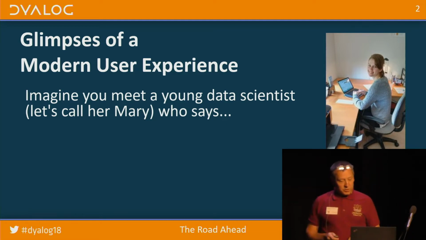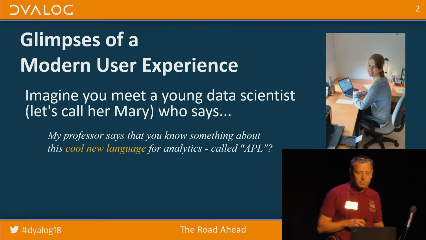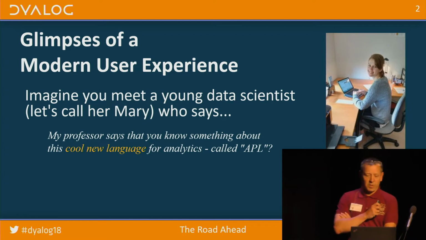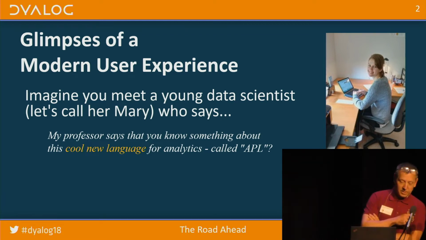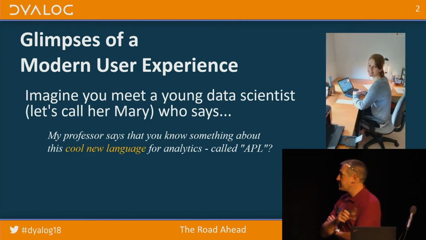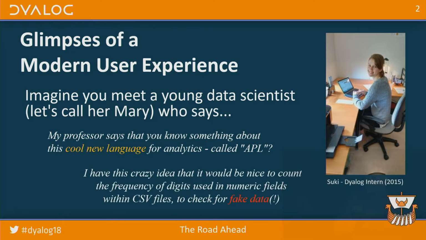And she's been given a bunch of data to analyze. And she says, oh, my professor says you know something about this cool new language for analytics called APL. And I have this idea that before I start looking at these CSV files, I'd like to do something to figure out whether they are fake or real. And the first idea that popped into my head was I'd count the frequency of digits used in numeric fields to see if they have some sort of weird distribution, because that might indicate that somebody's typed them in.